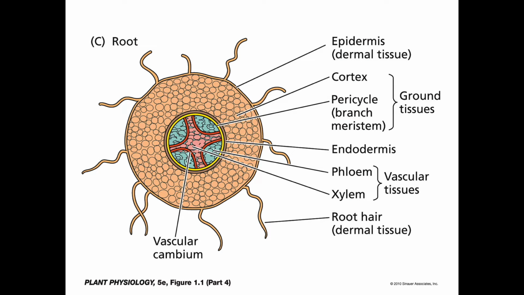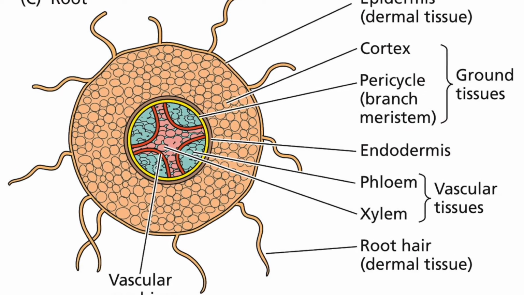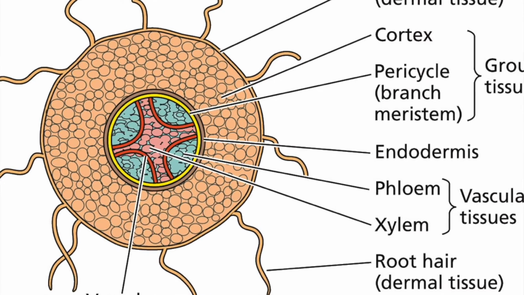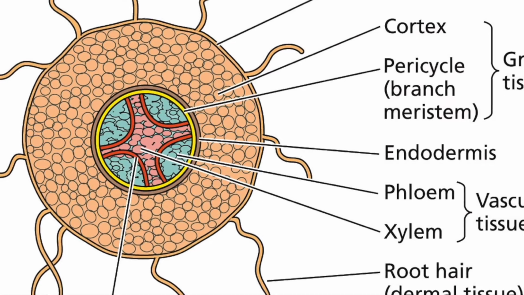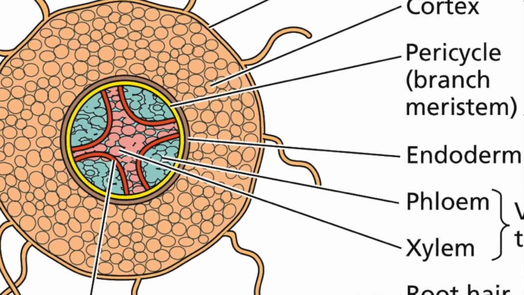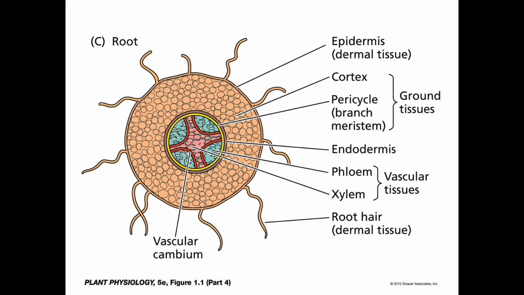And in the central part of the root, also known as the stele, S-T-E-L-E, we have the phloem and the xylem tissues forming the vascular tissues, as we saw before. And there is a vascular cambium inside of here, which is also giving rise to the phloem, which is on the outer part of the stele, and the xylem, which forms on the inner part of the stele. Now remember, the xylem is responsible for transporting water, and the phloem is responsible for transporting sugars.